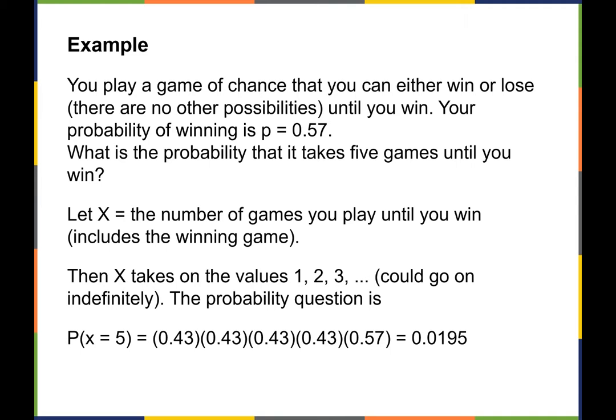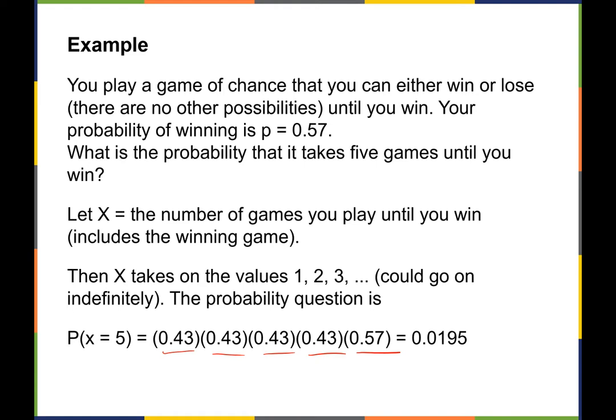So we're going to let X, a random variable, be the number of games you play until you win. And that's always going to be what we have X be for the geometric distribution. So this does include the winning game in our X. So X can take on the values 1, you could win the first time, 2, you could lose the first time, win the second time, 3, lose, lose, win, etc. In theory, you could keep losing forever, right? The probability that X is exactly 5 is going to be lose, lose, lose, lose, win, right? And that's 0.0195. We multiply all those probabilities together. And again, each trial is independent, so that's why we're able to just multiply them together.